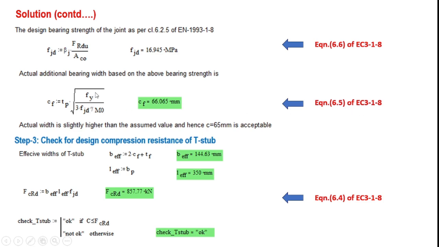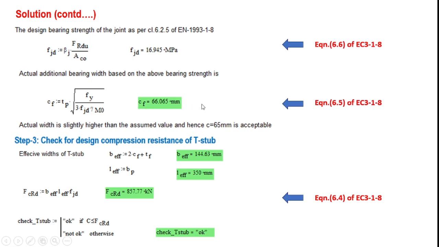Now what does this formula provide you? This formula simply tells you, in order to transmit a bearing stress which is equal to FJD without exceeding the yield stress of the base plate, what must be the allowable additional bearing width, that is CF. So this CF is computed based on a limiting yield stress in the base plate and a limiting bearing strength in concrete. So CF is equal to 66.065.